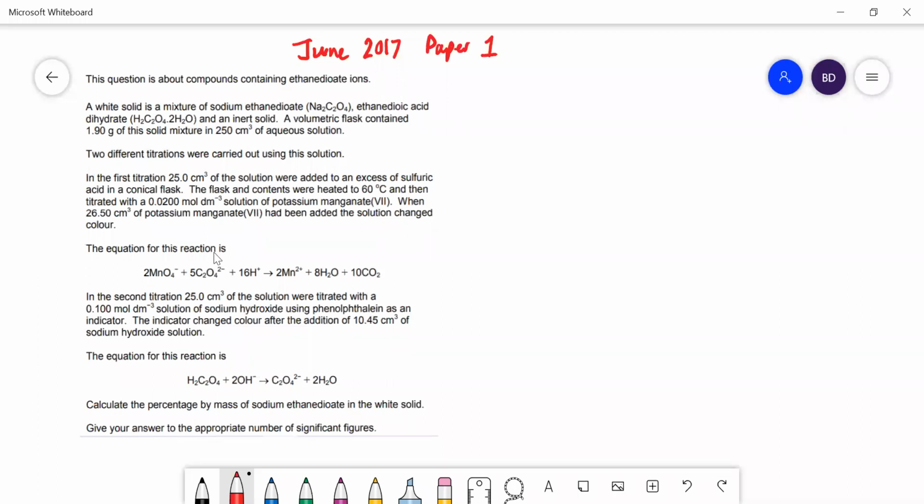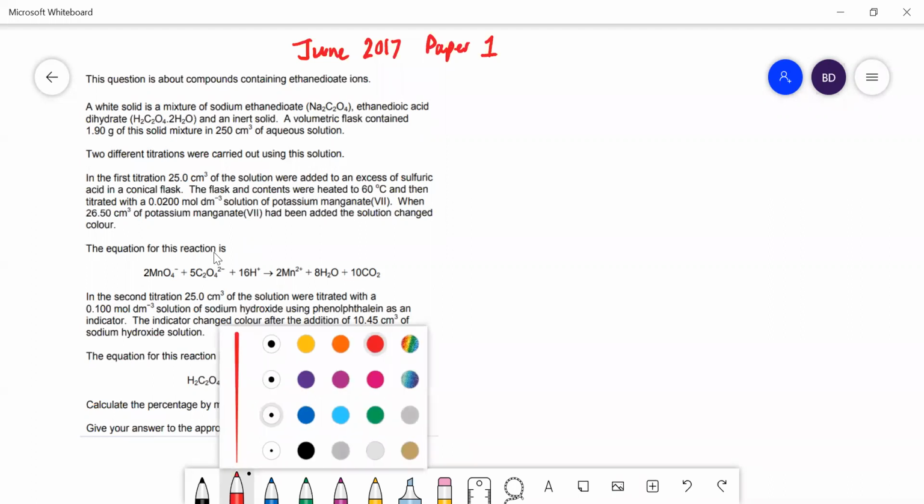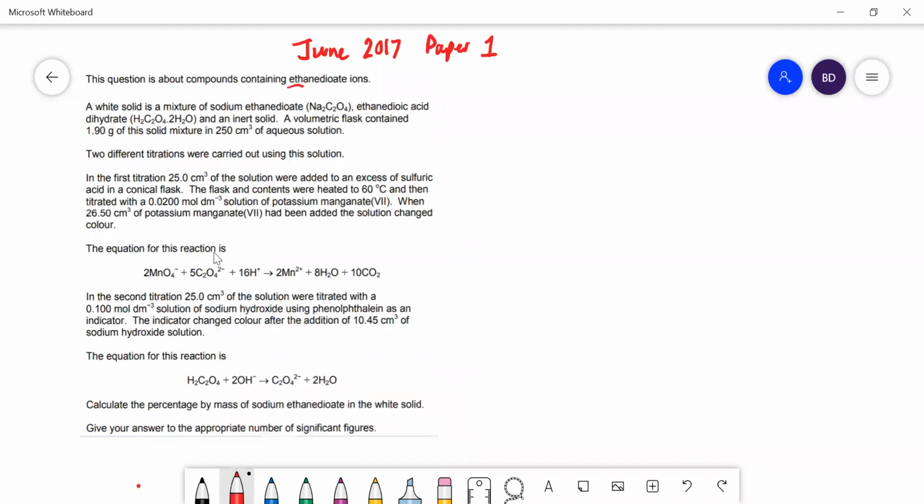This is a pretty tricky redox titration question from June 2017, paper 1. It's about ethane dioate ions. They've got a mixture of sodium ethane dioate, the salt, and the acid, which exists as a hydrated solid. They've got a volumetric flask with a solution containing the two, and they did 2 titrations.